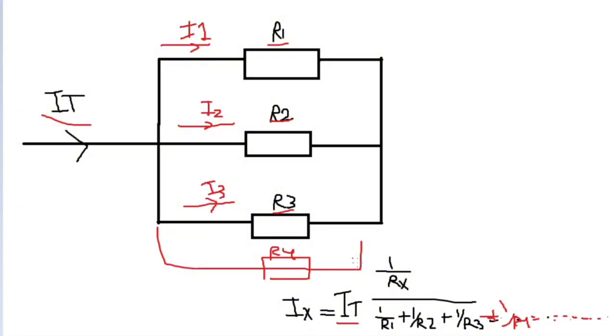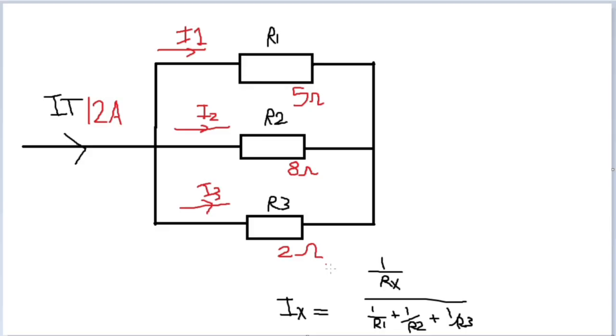Okay, now let's do an example. Let's say I total is 12 amps, R1 is 5 ohms, R2 is 8 ohms, and R3 is 2 ohms. We want to find I2. How would we find I2? We would use the formula right here.